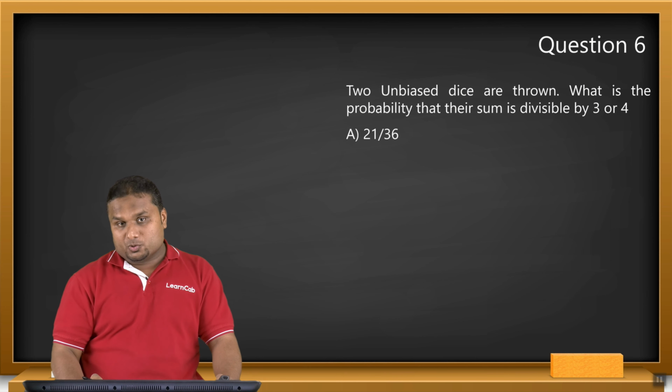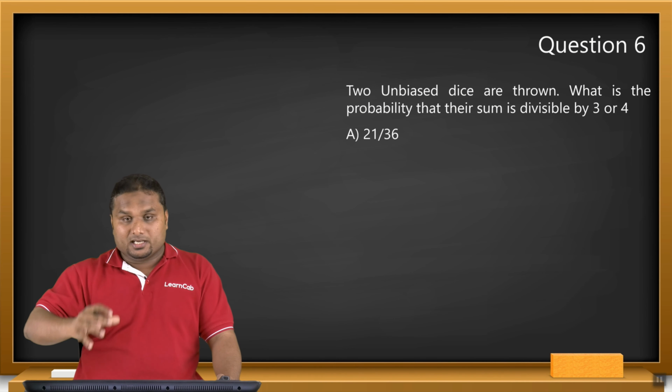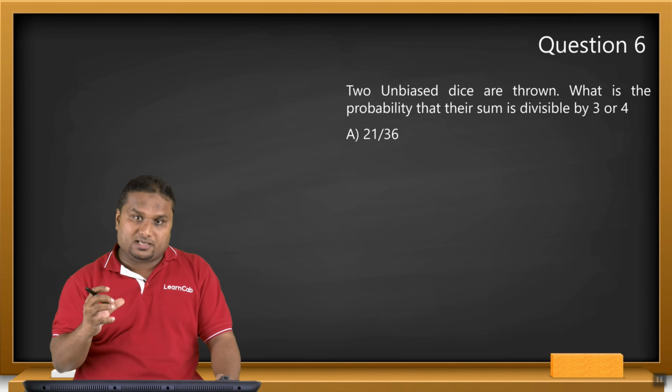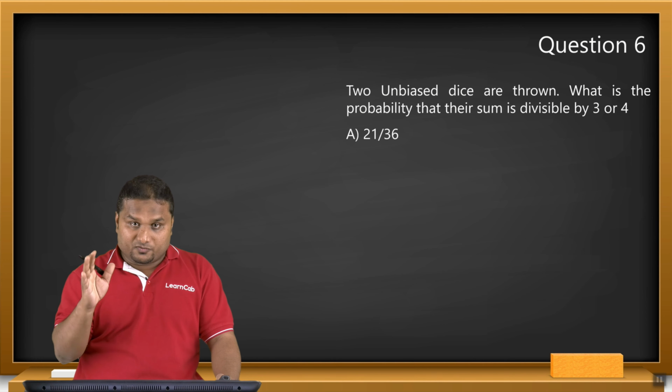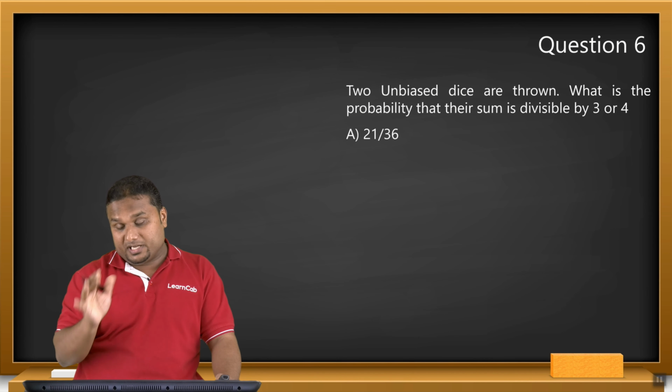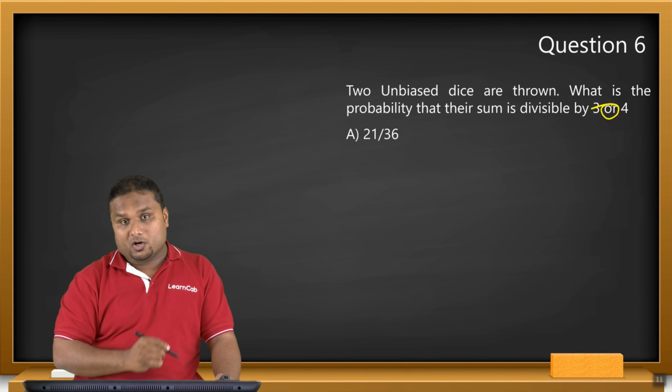Let's discuss. 2 unbiased dice are thrown. What is the probability that their sum is divisible by 3 or 4? This is the question. Let's look at the word very particularly. The word is 3 or 4. The word is not 3 and 4. 3 and 4 means the sum is equal to 12, so the answer is 1 by 36. It's a matter of a single second. But the question is 3 or 4. Please be very careful with the word or.